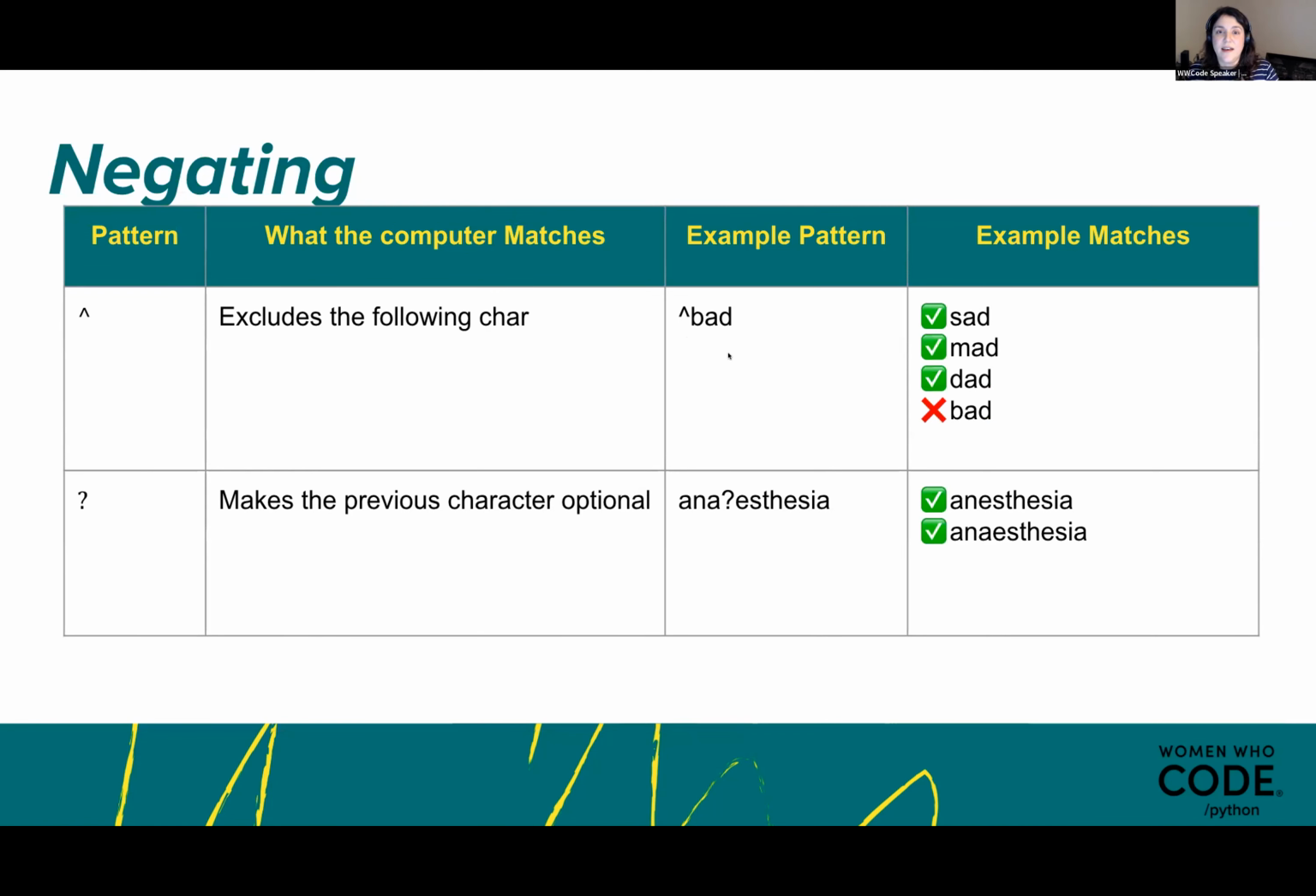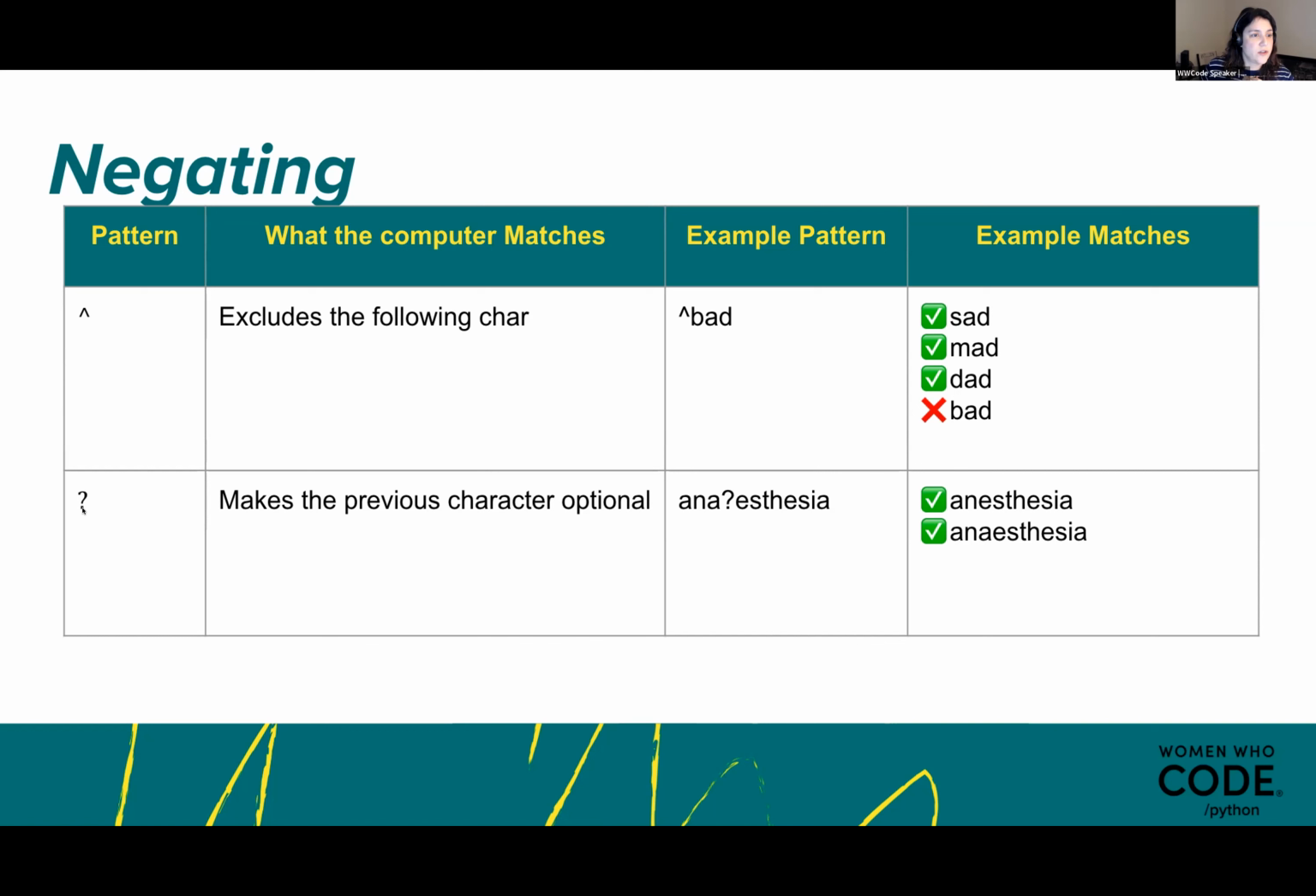Negating. So the negation here, it's a little bit overloaded because it could be the beginning of it could be an anchor, but it can also mean negating the following character, and it kind of works in context. So in this example, we're going to negate the B and then follow it with a literal AD match. You're going to match sad, mad, dad, but you're not going to match bad.